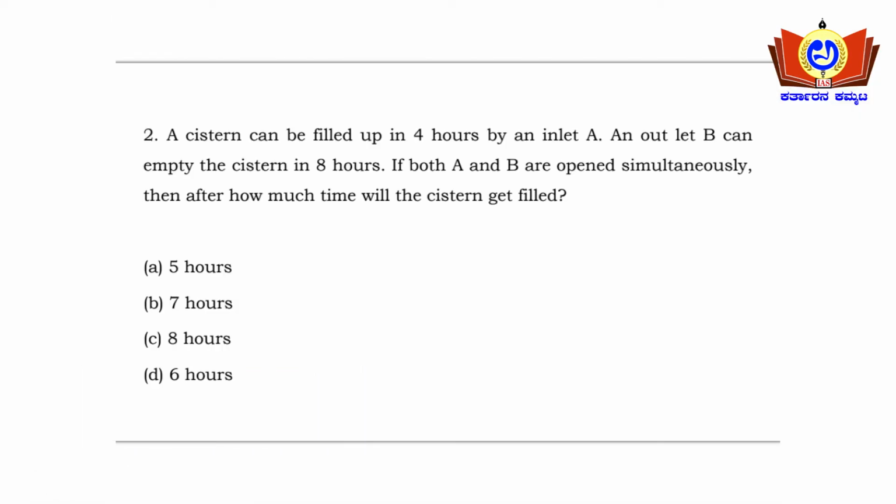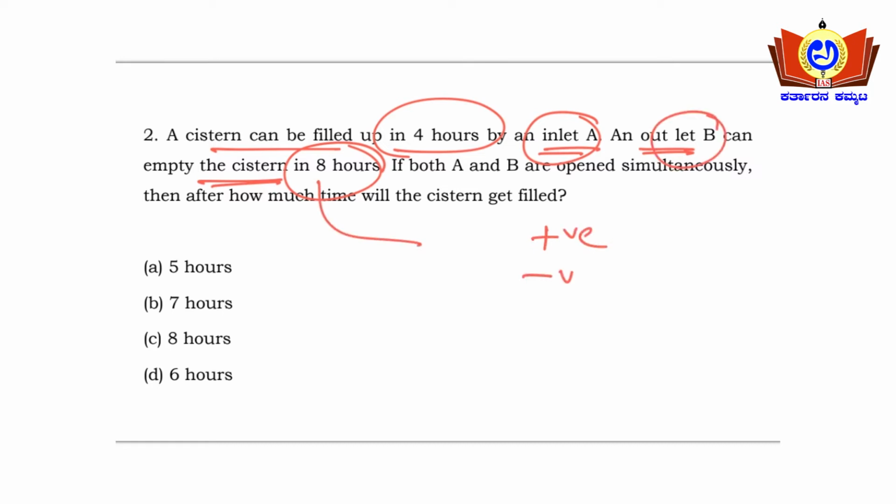A cistern can be filled up in 4 hours by an inlet A. An outlet B can empty the cistern in 8 hours. So inlet A is doing positive work here and outlet B is doing negative work here. If both A and B are opened simultaneously, then after how much time will the cistern get filled? I'll be dealing with this in the next page.